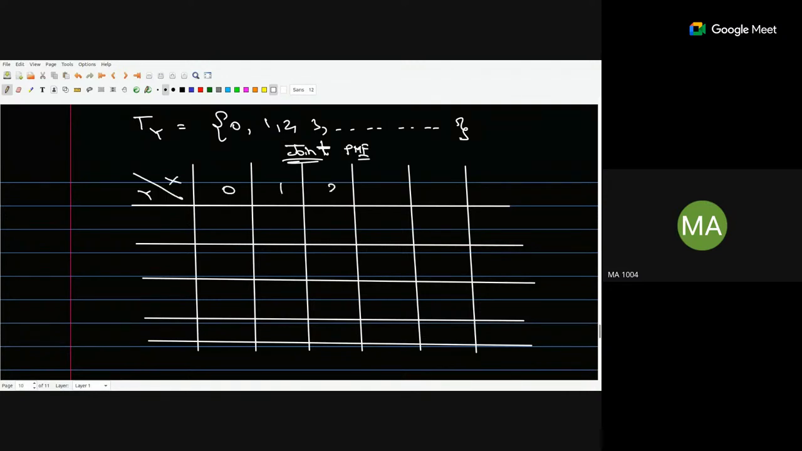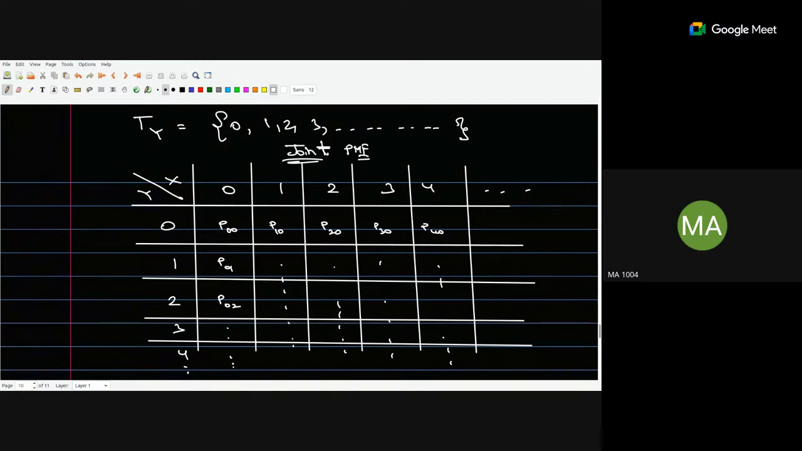So this is 0, 1, 2, 3, 4, and so on, and this is also 0, 1, 2, 3, 4, and so on. And this will be some probability: P0,0, this is some probability P1,0, P2,0, P3,0, so some probabilities. Right? P0,1, P0,2. So these are just probabilities. I just gave variables, don't worry about why. So this is how the joint table looks.